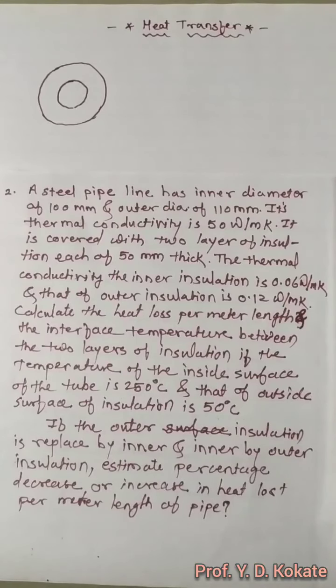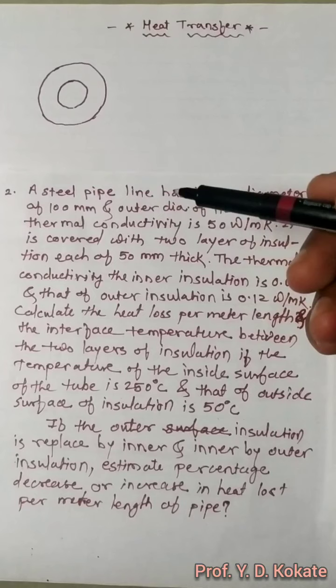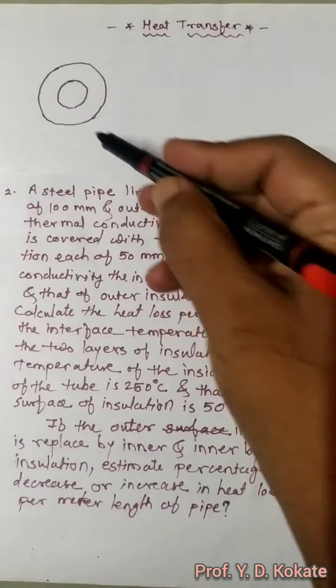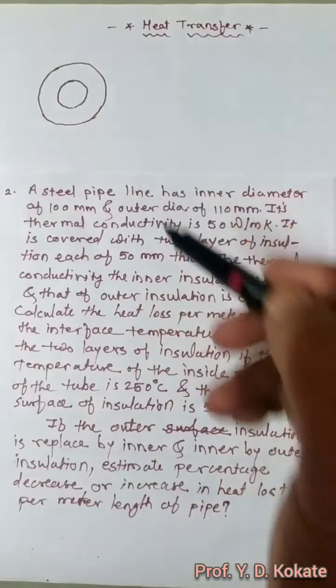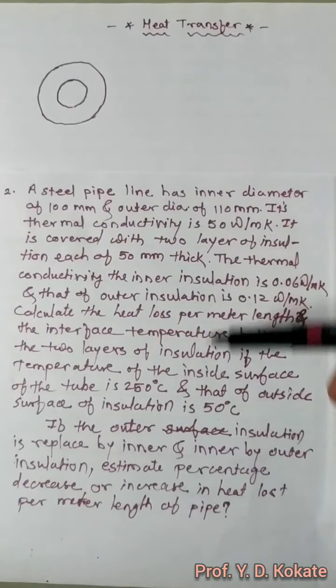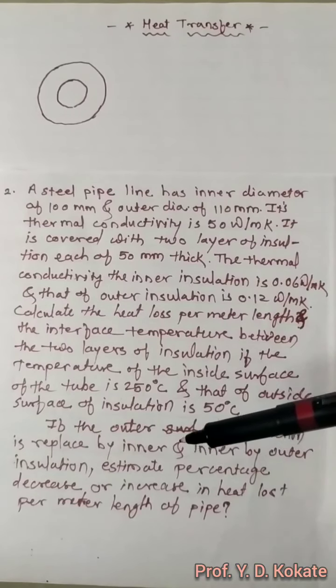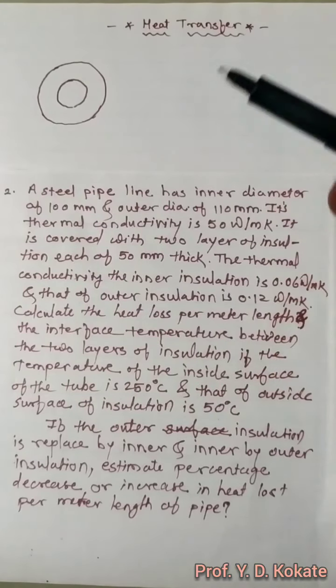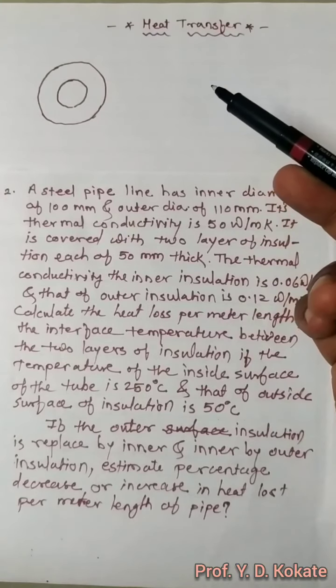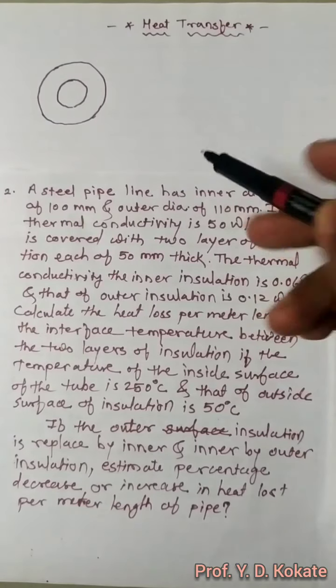Hello student, in the video lecture series of heat transfer, in this video we are going to solve the numerical based on cylinder. As we have seen how to treat the composite structure in a slab, now in this video we are going to treat it for a cylinder. You can pause the video over here so that you can write down the numerical. Now I am extracting the data from this numerical onto my page.